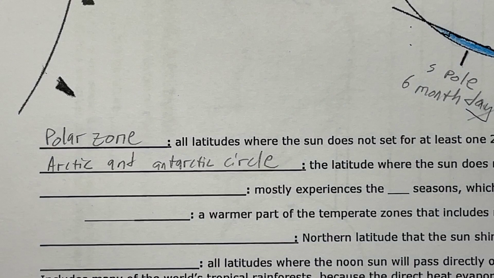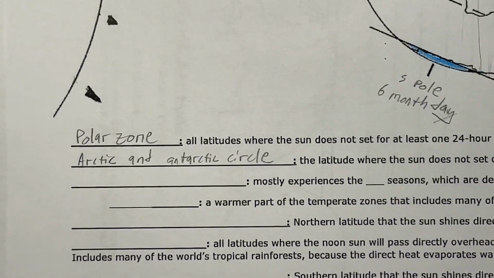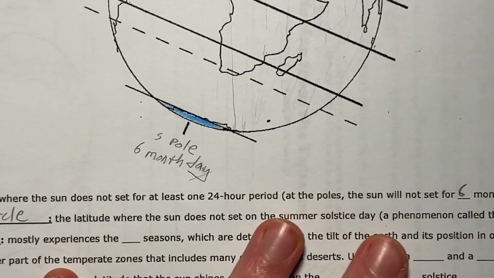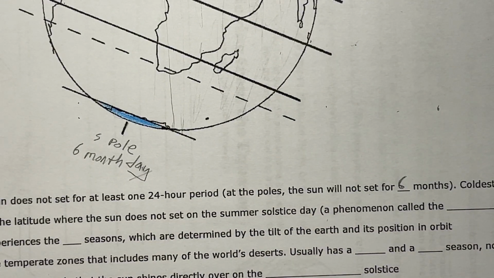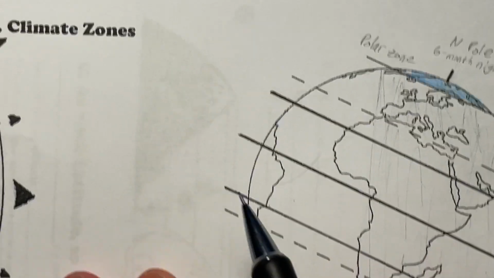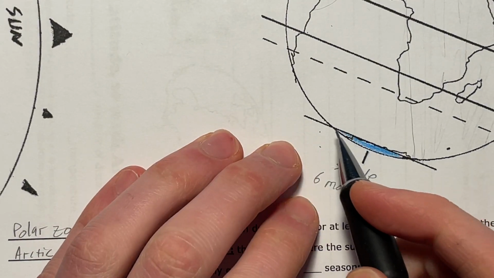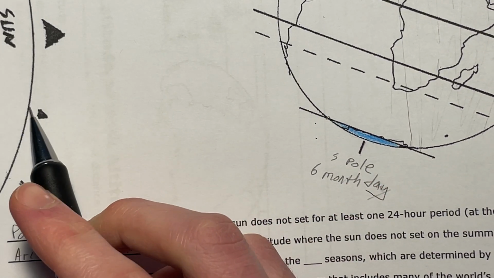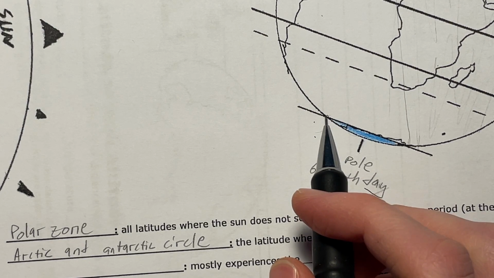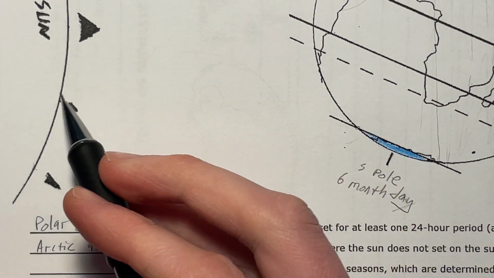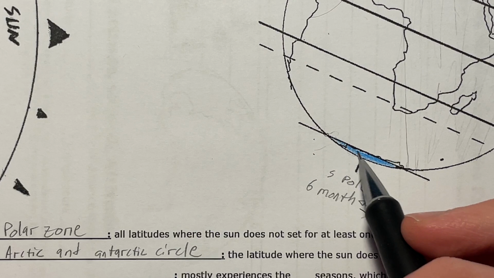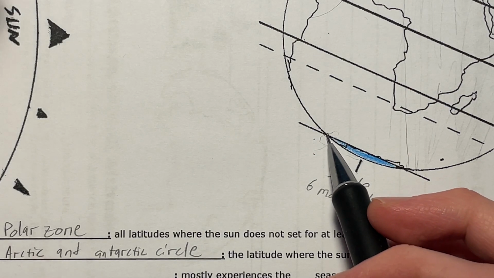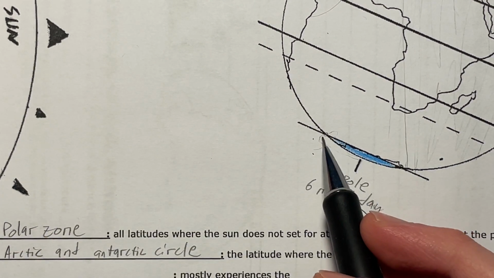Now, how do we define what those circles are? Well, basically, it's the latitude where the sun does not set on the summer solstice day. And what that means is, for instance, right in here is the summer solstice day. And so right at this exact line, that's the only day of the year that the sun is always going to be in view for 24 hours. So the sun never sets. Now here below, they're experiencing it for a lot more, but right at the edge of the Antarctic circle right here, they're experiencing a 24-hour day.